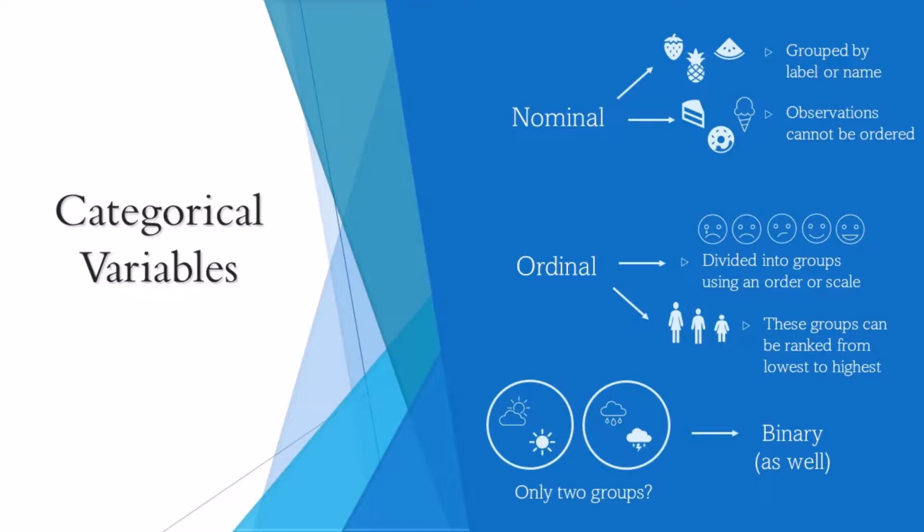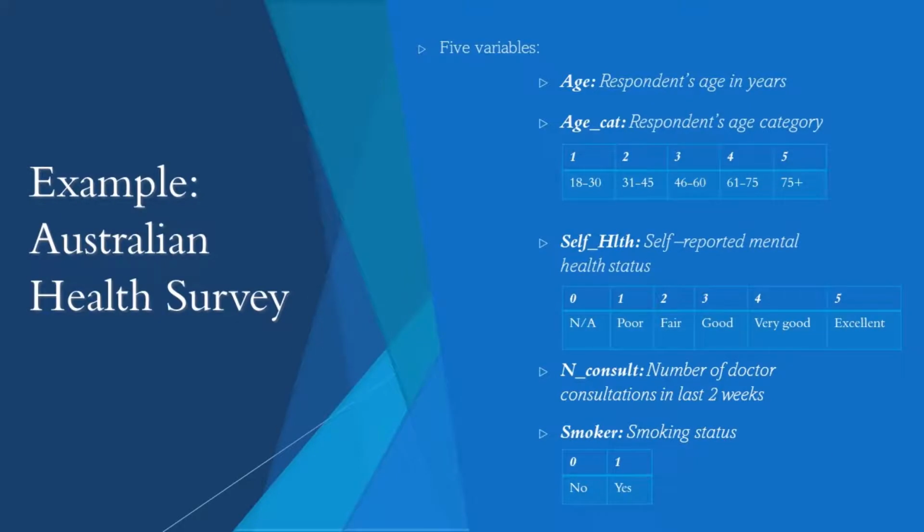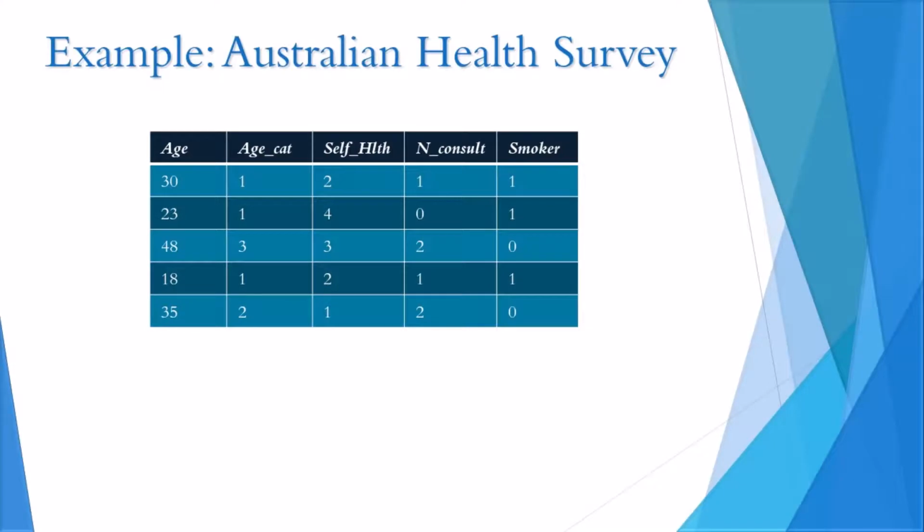Let's look at an example. The dataset we will be looking at is a selection of variables from the Australian Health Survey, which is used to identify health risk factors among Australians. We will consider 5 variables: age category, self-reported mental health status, the number of doctor consultations in the last 2 weeks, and smoking status. Let's look at the dataset. The real dataset is classified, so I've simulated the data we're looking at today.